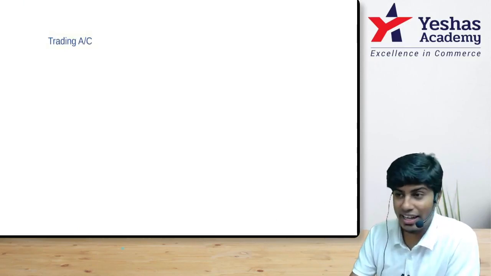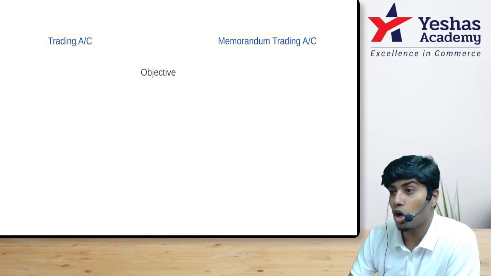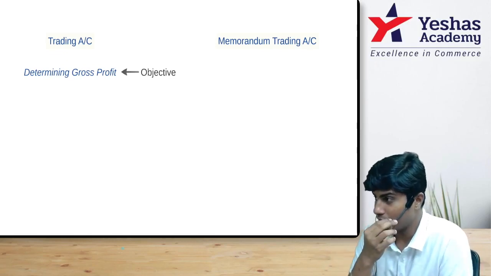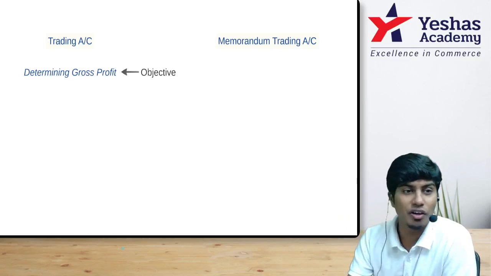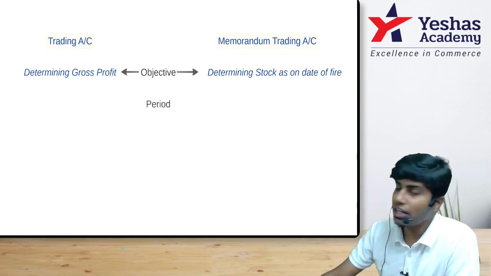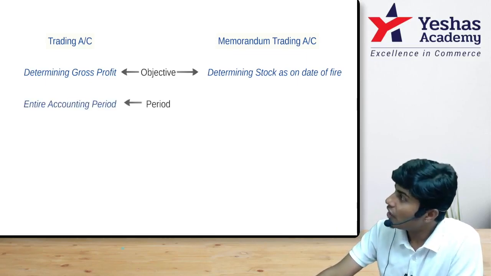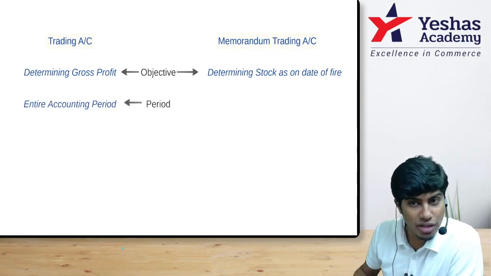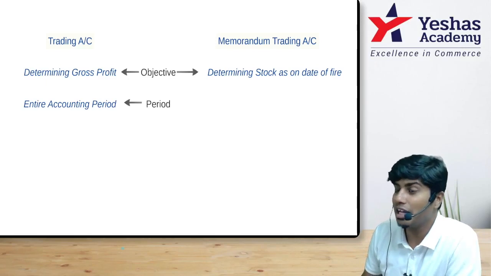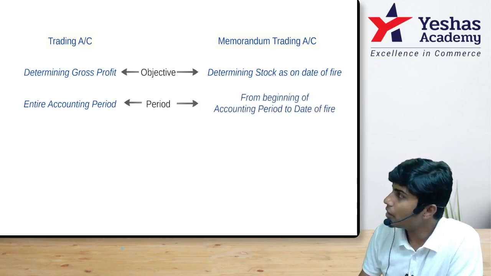Now listen. Trading account and memorandum trading account. What is the difference? The trading account's objective is to determine gross profit. The memorandum trading account's objective is not to find gross profit. The objective is to find the stock as on the date of fire. Next, the period for which a trading account is prepared is the entire financial year. However, our memorandum trading account is prepared from the beginning of the accounting period till the date of fire. It can be 15 days, 3 months, 9 months, or 11 months, till the date of fire.